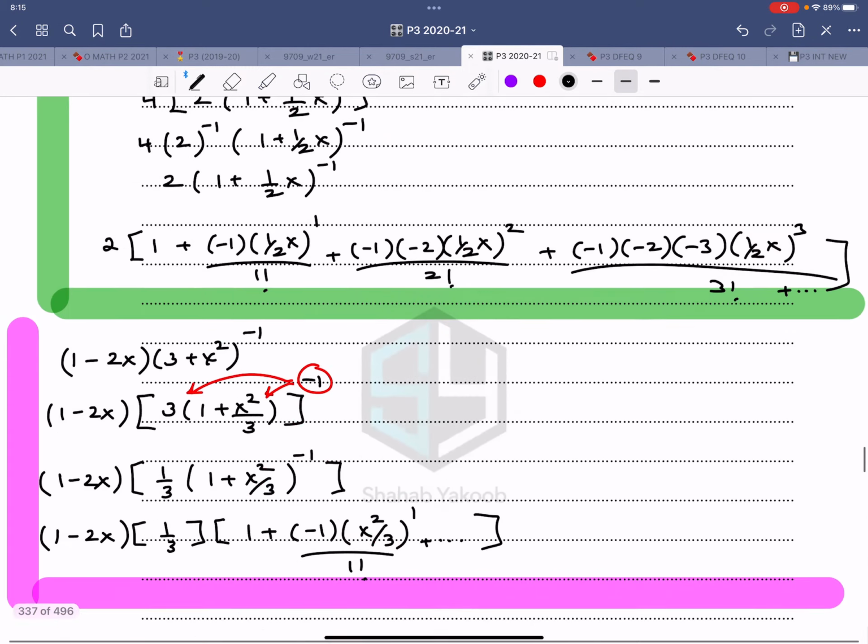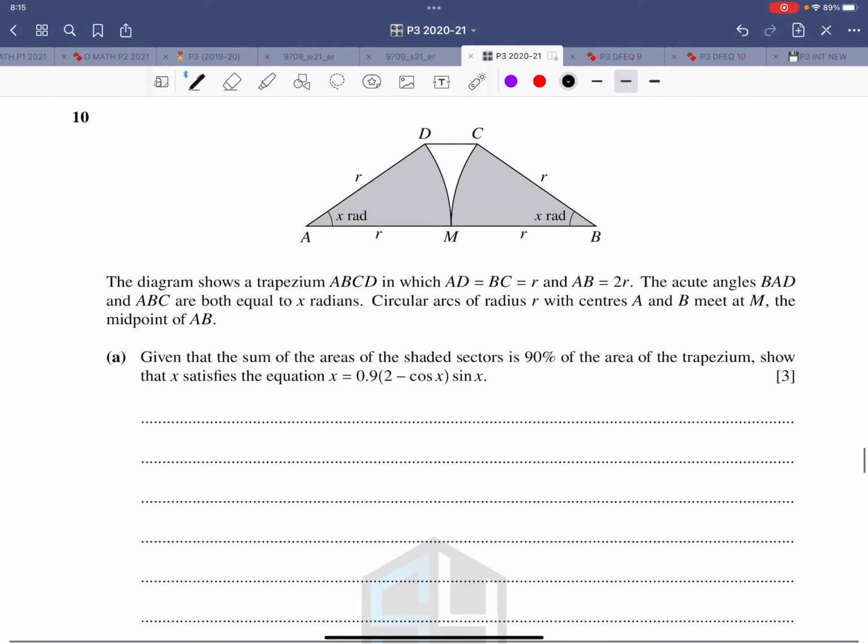Question number 10. This looks like a strong question of circular measure and then maybe something more. So let's see. It says the diagram shows a trapezium ABCD. So where is the trapezium? This is a trapezium. This is a line which is DC. Let me make it more thinner. This is DC. And there is another line which is this whole thing which is AB, and that's a trapezium, and there are two slants and they are not the same. Nobody's saying that they are the same.